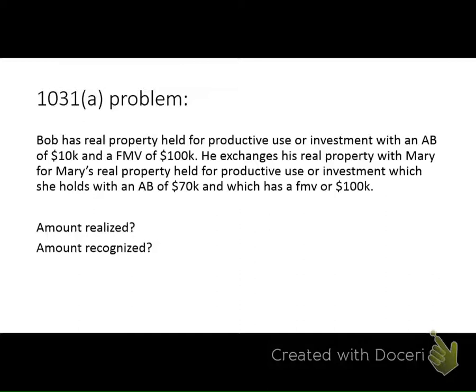Bob has $90,000 now of unrecognized gain in Mary's property that he holds. So Bob's holding Mary's property, which is worth $100,000. Bob has a basis of $10,000 in that property. There's $90,000 of unrealized, unrecognized gain there. If Bob sells it tomorrow for $100,000, he'll have $90,000 worth of gain. So we're just deferring recognition in a 1031 type problem.